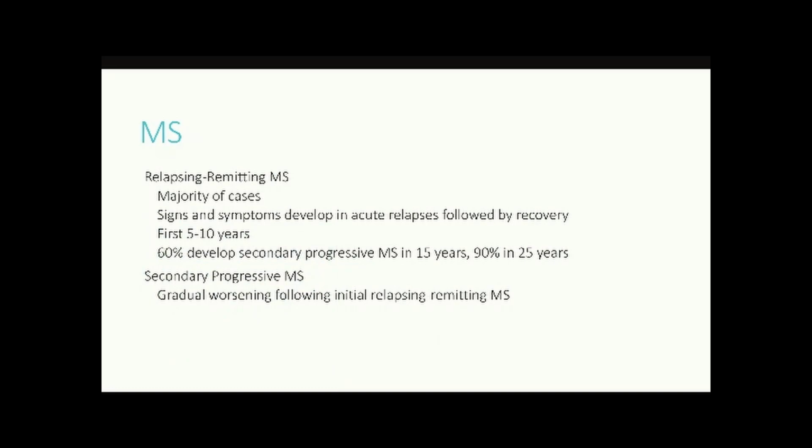Relapsing and remitting is the most common form of MS. 60% will develop a secondary progressive MS in 15 years, 90% in 25 years. And the secondary MS is just worsening. It's just gradually worsening following those initial relapsing, remitting MS.